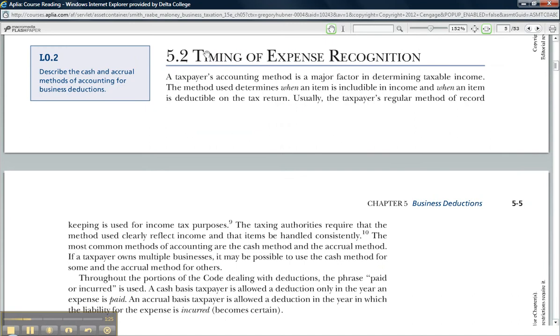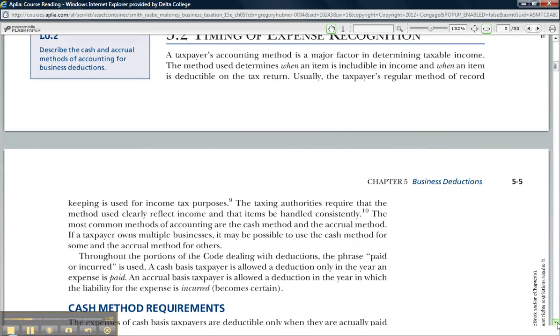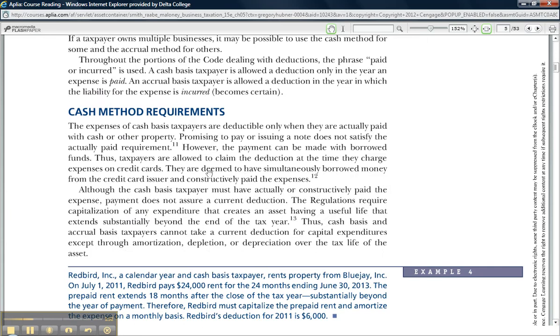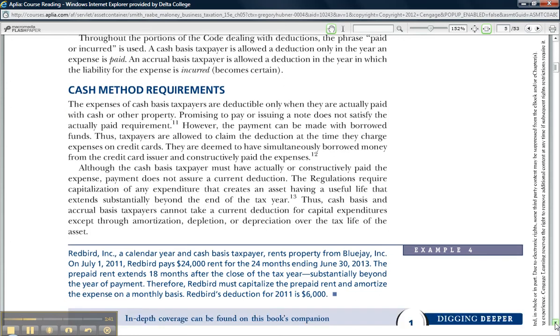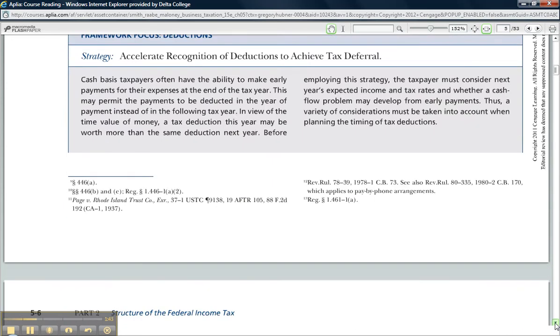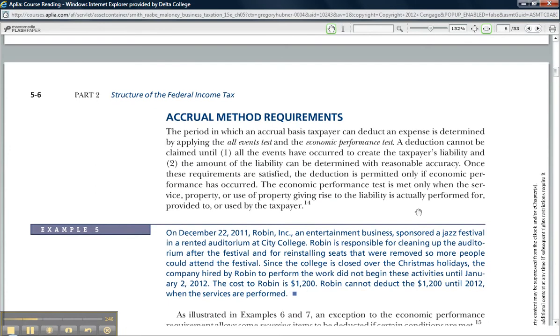Learning objective 2, timing. This gets back to the idea of cash versus accrual accounting. We've covered these topics before in different accounting classes and in chapter 4. If you use a cash method of accounting, expenses are deductible when they're paid, and the accrual method of accounting has deductibility governed by when an expense is incurred, the period that it relates to. There are these all events and economic performance tests that help determine when a cost is deductible.